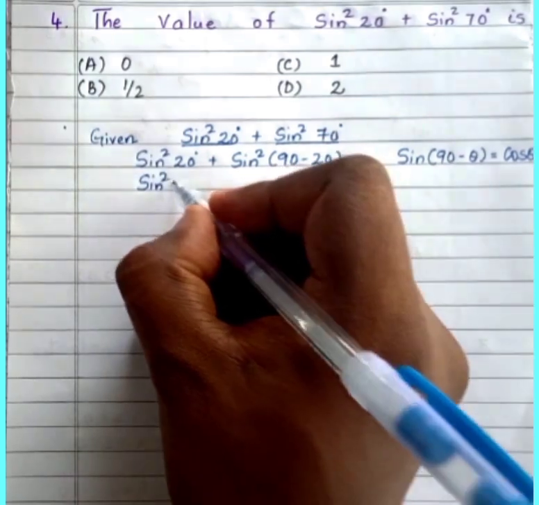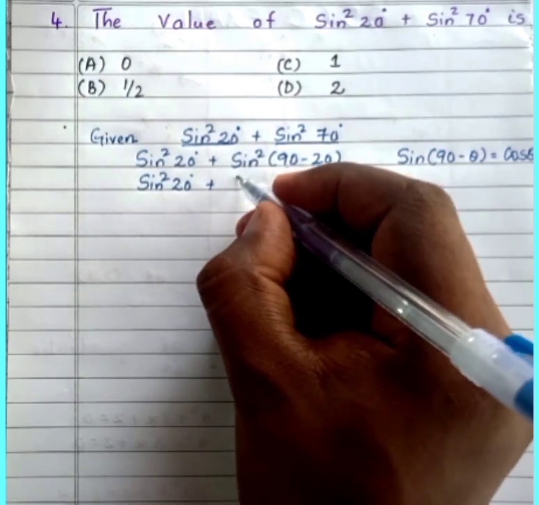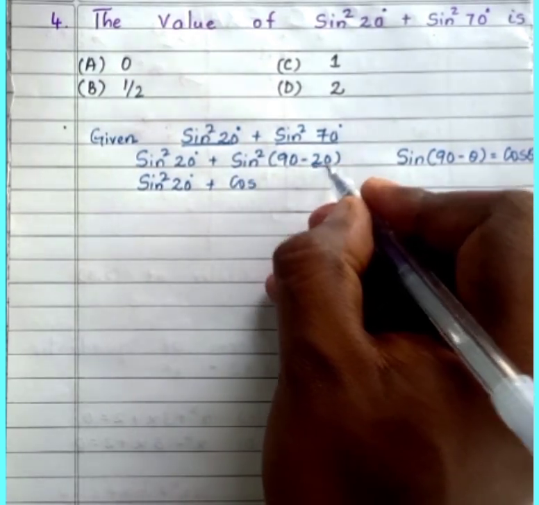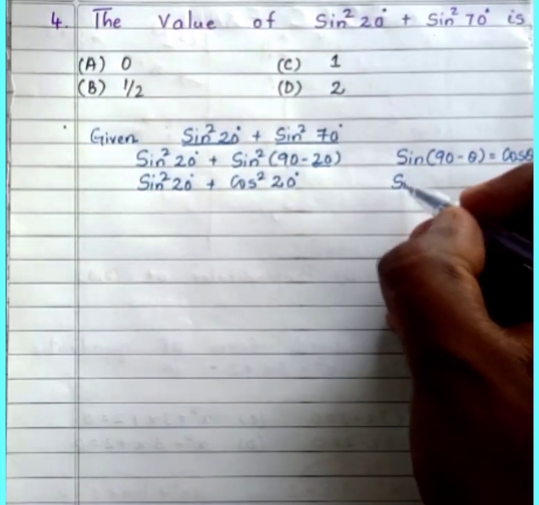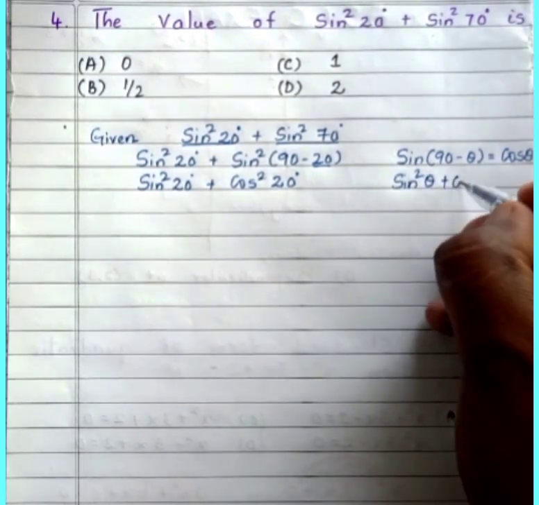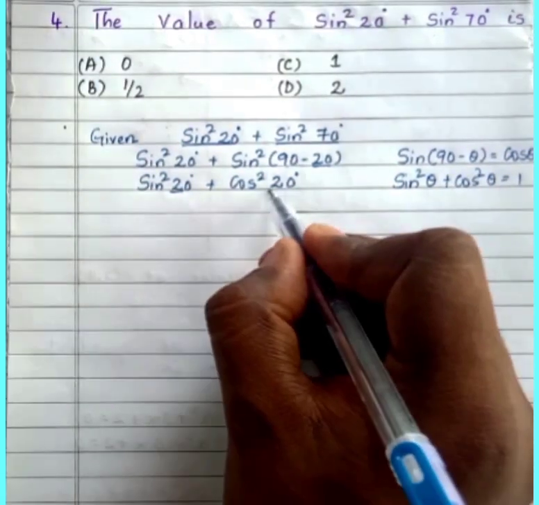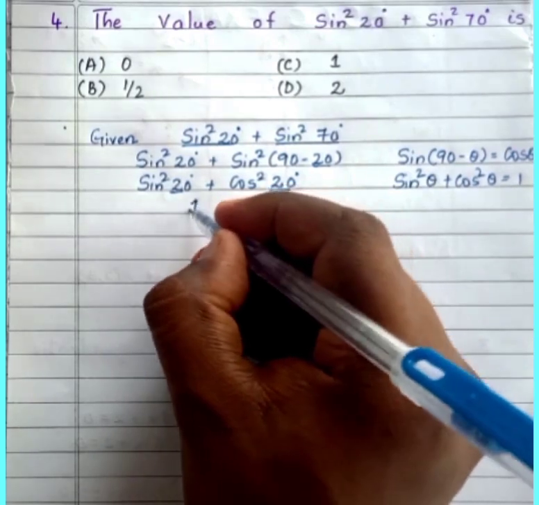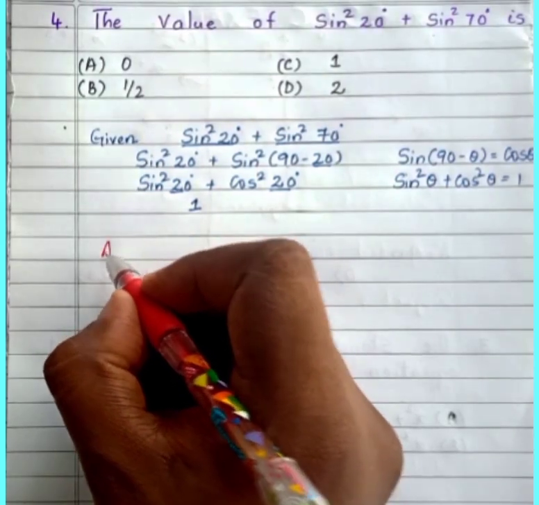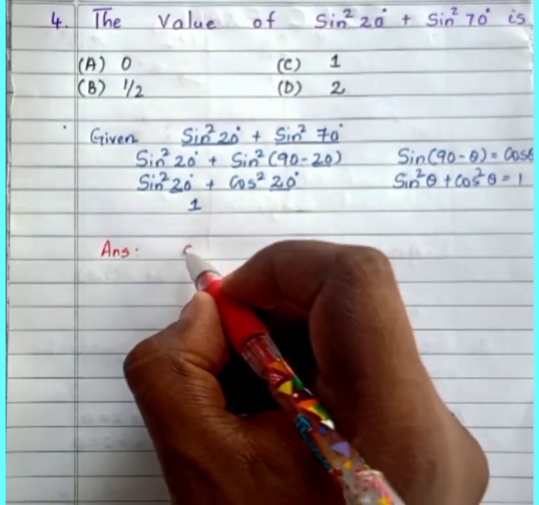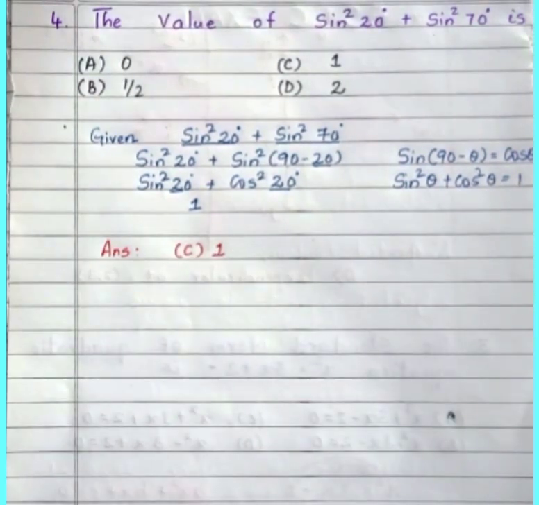Therefore, sine square 20 degree plus sine square 90 minus 20, that becomes cos square, that is sine of 90 minus theta becomes cos theta. In terms of theta we have 20 degree, therefore sine 90 minus 20 becomes cos 20. We have square, right? Therefore, it becomes sine square 20 plus cos square 20. We use the identity 1, sine square theta plus cos square theta equals 1. Therefore, the correct answer is option C 1, using identity 1, where theta equals 20 degree.